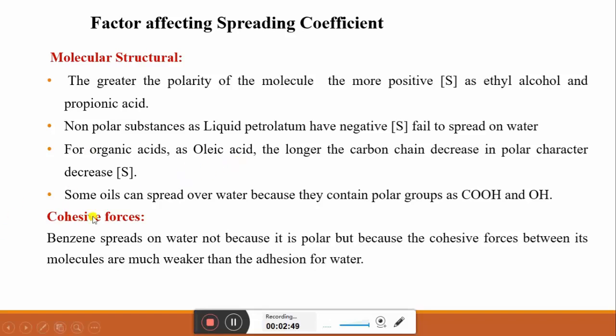Next is cohesive forces. An example for cohesive forces is the spreading of benzene over water. Benzene spreads on water because the cohesive force of attraction between two benzene molecules is weak in comparison to the adhesive force between benzene and water molecules.